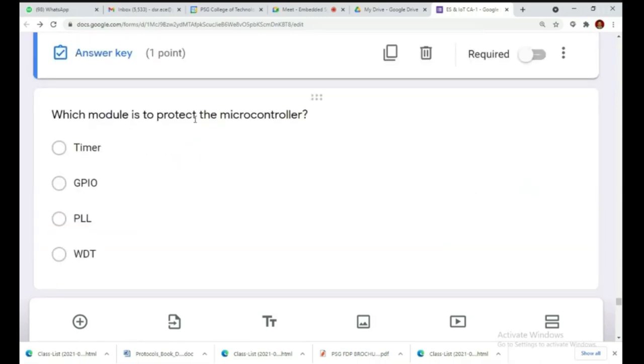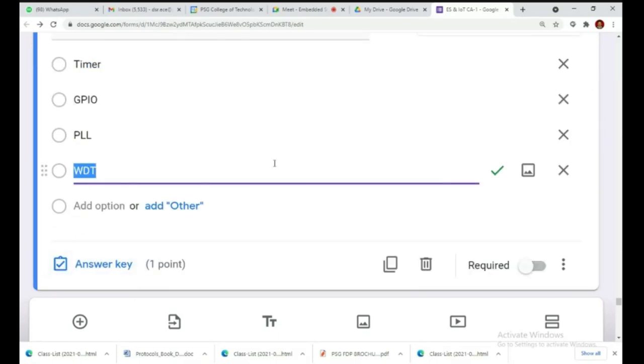Which module is used to protect the microcontroller? So who will protect the microcontroller? All of us know. Timer is not going to protect, GPIO is not going to protect, PLA is not going to protect. Watchdog timer is going to protect the microcontroller from hanging, as we all know very well. WDT is watchdog timer.